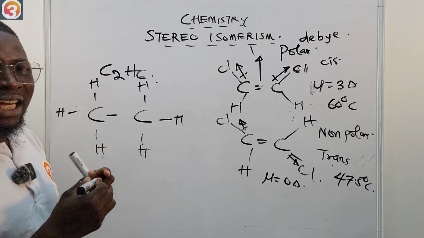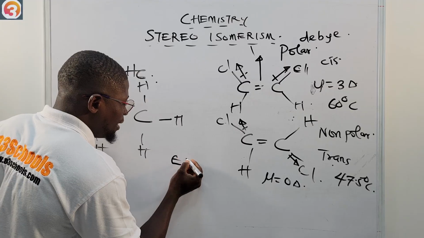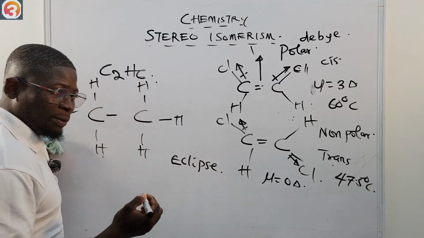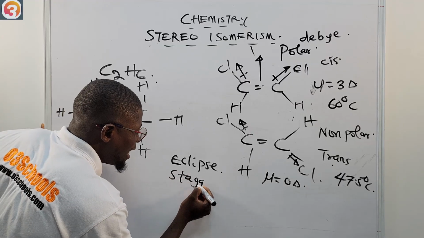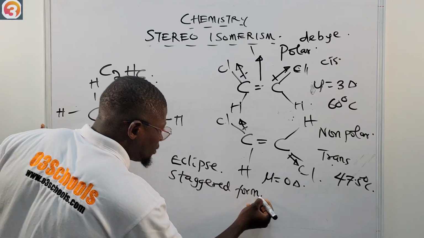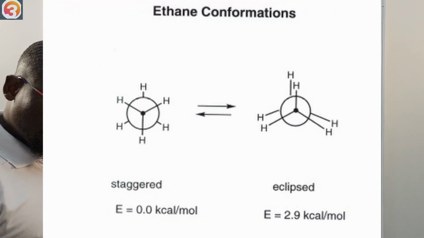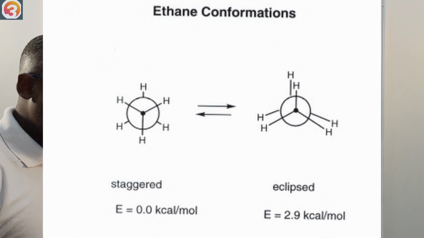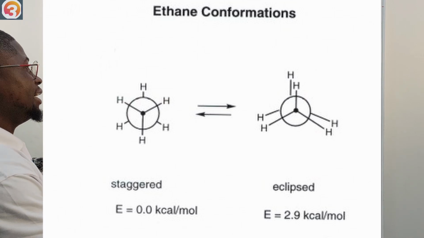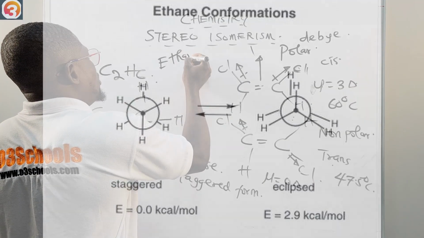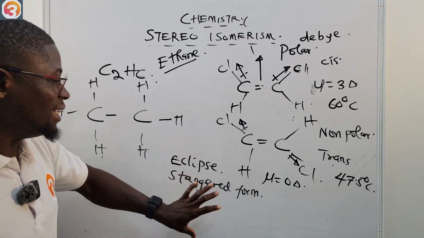This ethane that we're talking about has two conformations. We have what we call the eclipse conformation or the eclipse form, and we also have what we call the staggered form. I'm showing you the eclipse form right now, and then I'm showing you the staggered form right now. So there are two forms of ethane, the eclipse form and the staggered form.